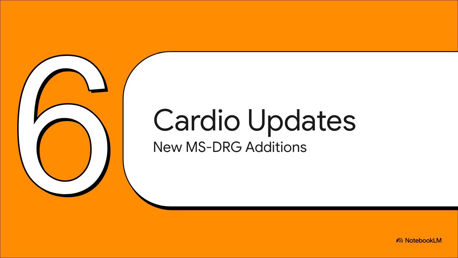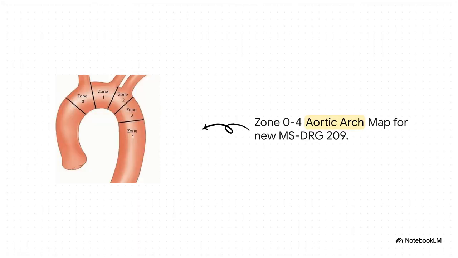Section 6, New Cardiovascular DRG Updates. Finally, let's shift gears to the latest cutting-edge MS-DRG updates that are specifically impacting high-weight cardiovascular procedures. Check out this map of the aortic arch, broken down into zones 0 through 4. CMS just introduced a brand new code, MS-DRG 29, for complex aortic arch procedures. This was specifically created to group those highly complex combinations of deploying branched or fenestrated devices right alongside bypass and occlusion procedures in these exact zones.